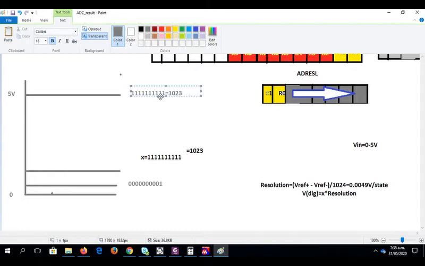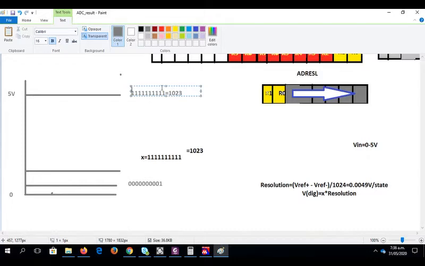Now I have this code. Now this code has to be converted to this voltage. What does this code mean? What is this voltage? Now that has to be done through some calculation. What is this calculation? We need to first find out how many levels we have.